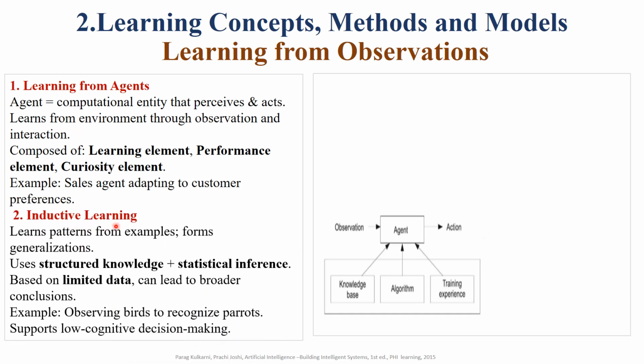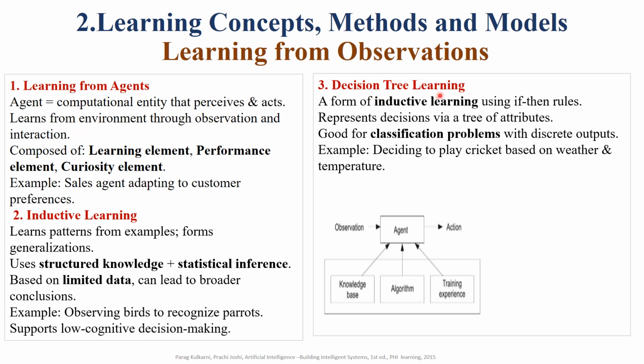Number two is inductive learning. It learns patterns from examples and forms generalizations. It generally uses structured knowledge along with statistical inference. Based on limited data, it can lead to broader conclusions. For example, if we want to recognize parrots by means of observing birds, this is supporting some low cognitive decision making.